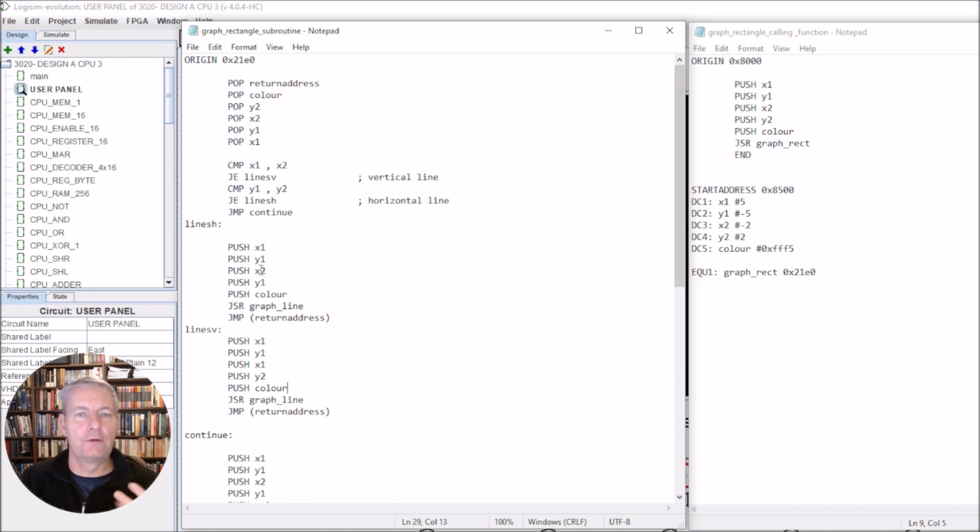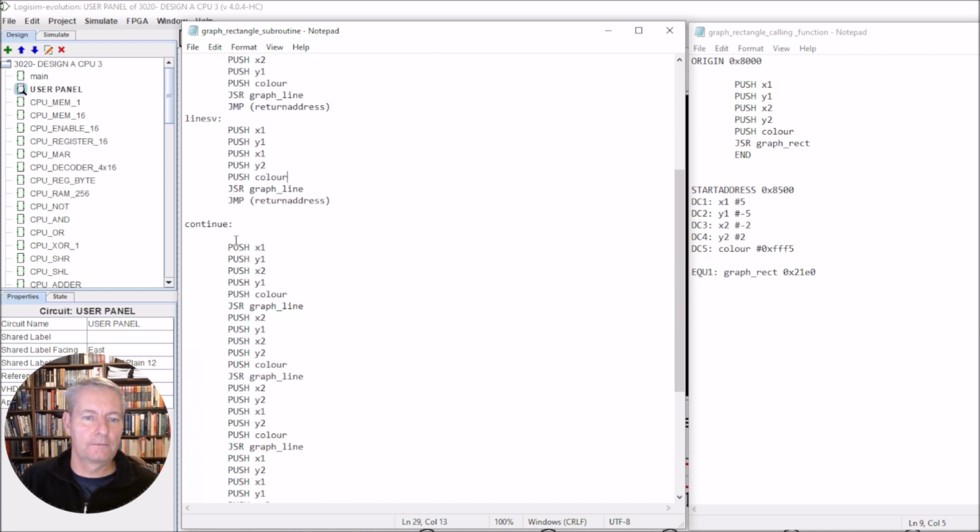Now the same thing will happen for the horizontal line. In this case we push them in a different order. So we're going to push x1, y1, and then we're going to push x2, y1, because the y1s are the same. And then it's going to jump to the subroutine for the Bresenham's algorithm. It will draw the line out, and then it will return to the calling function. Now if this isn't true for either of these, then all it does is jump to this continue.